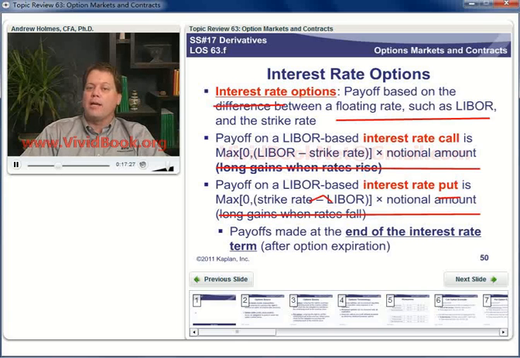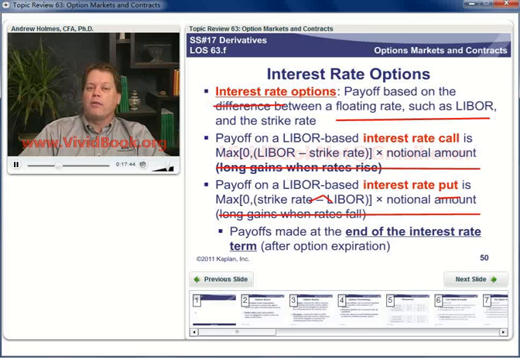So what we're hoping now is that we're going to get a payoff when LIBOR goes below the strike rate. The strike rate, or the exercise rate, is analogous to what we've been talking about with other options. And if LIBOR goes down, then that spread becomes positive and the put will receive a payment.